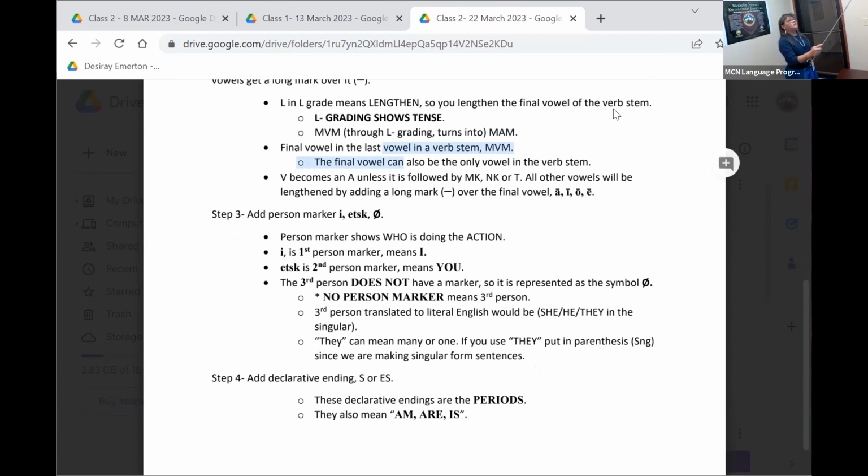The final vowel can also be the only vowel in the verb stem. And this is a lot of rules, I know, and it gets kind of hard. But this is where your notes and going over these things again will help you. And practicing. I'm not going to tell you it's homework. I'm just telling you, this is what you need to do: repetition to learn the language.